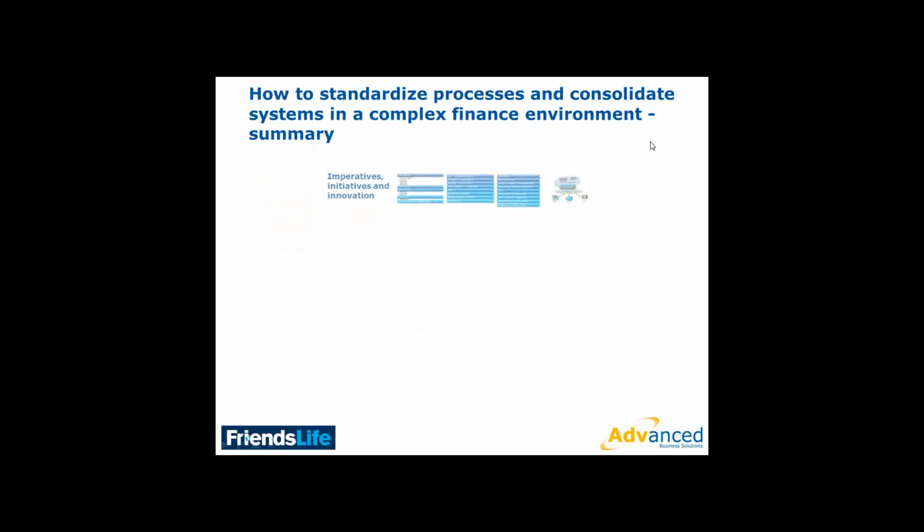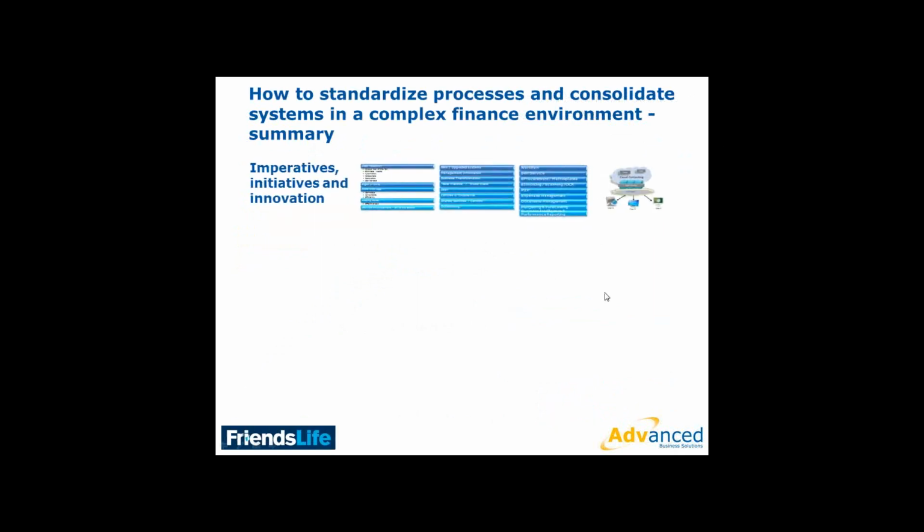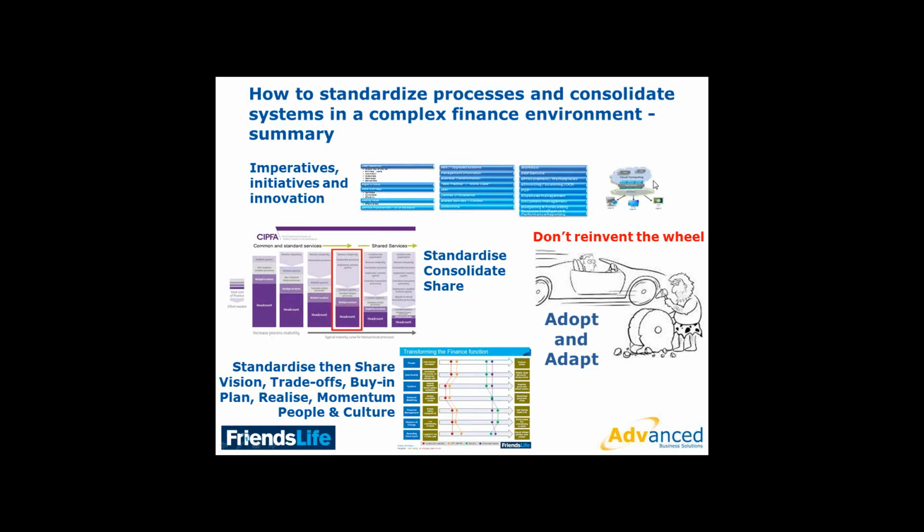So I'd just like to recap before we close out. So the imperatives, initiatives and innovation are all in place to address the challenges. We can see how far process standardization and system consolidation will help in cost reduction, but clearly sharing offers more. Will's given us great insight and much to consider, including standardize before sharing, make sure you have a clear vision, consider the trade-offs, get buy-in, make sure you've got some senior sponsorship. Planning is essential, benefits realization, keep the pace going with momentum, but most importantly of all, I think Will stressed, is focus on the people and the culture, and make sure they're on board.